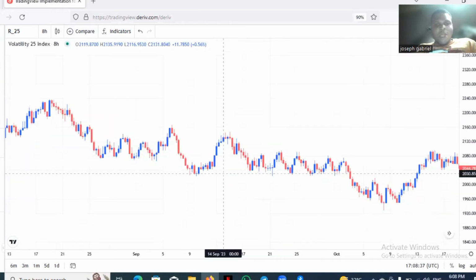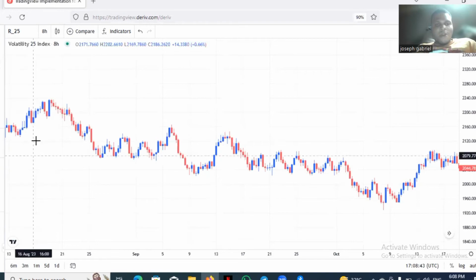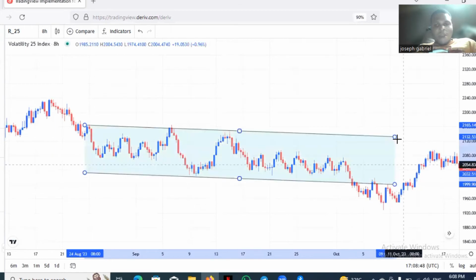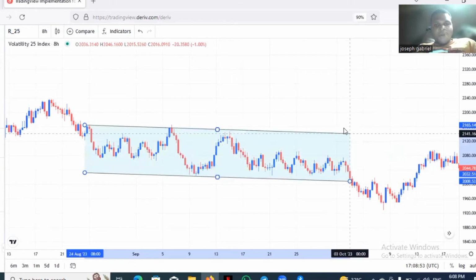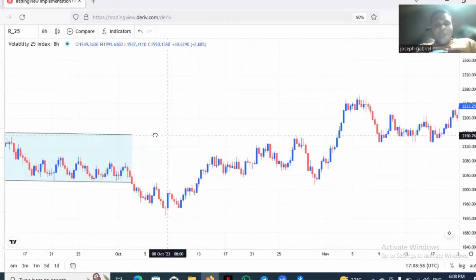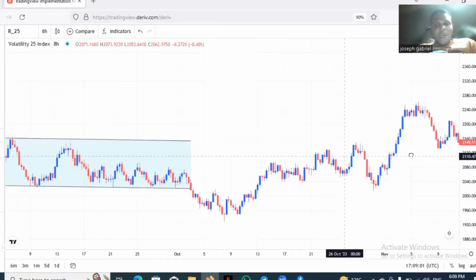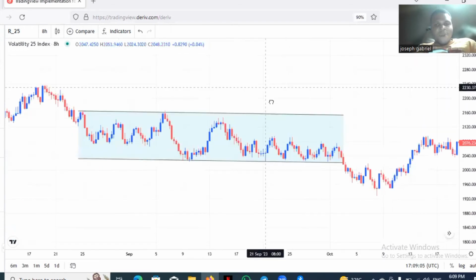This is a ranging market. Can you see this now? This market here is a ranging market. You can see there is nothing here, just the market ranging, giving equal highs and lows. So you can see a bullish market and a range. This is a bullish market, this is bullish, and this is a ranging market.